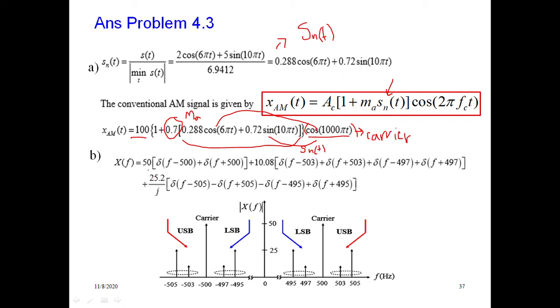So this is for the carrier part, fc, and then this is for the Ma s(t) multiplied by cos 2 pi fc t, from here to here. Basically you have to play around with this value and this value. That's why you have the numbers 503 and 497, and also this value and this value for this number and this number.